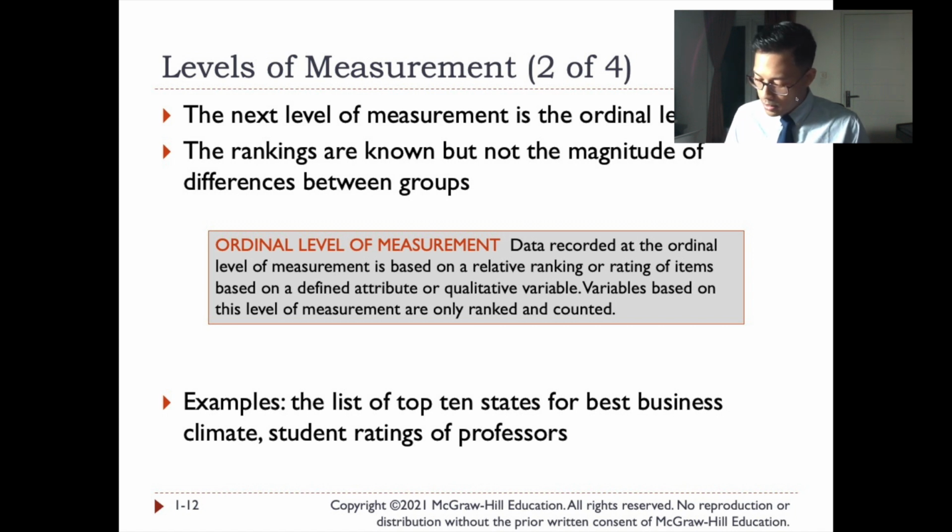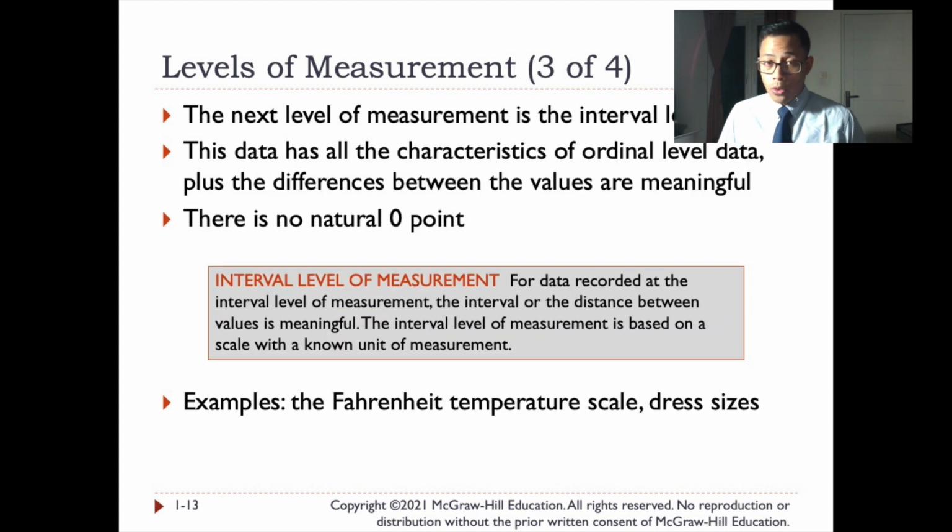Another example is student rating of a professor. One professor obtains a rating of 10 and another professor obtains a rating of 5. It doesn't mean that the professor with the rating of 10 is twice as good as the professor with a rating of 5. They're just better, but not twice as good. That's something we need to understand when we're dealing with the ordinal level of measurement. So we have the nominal, we have the ordinal.